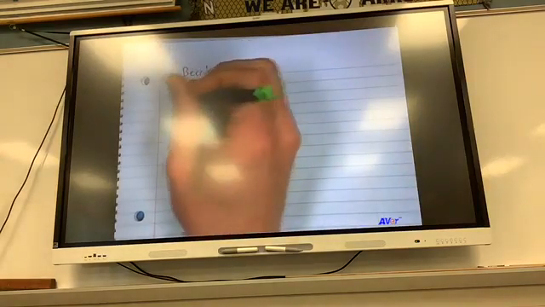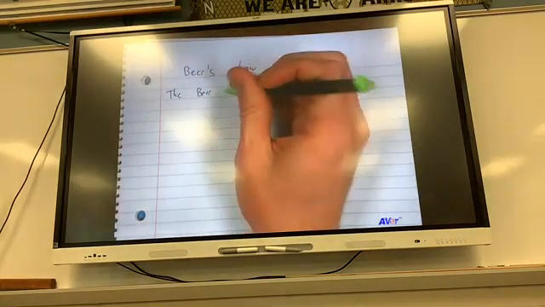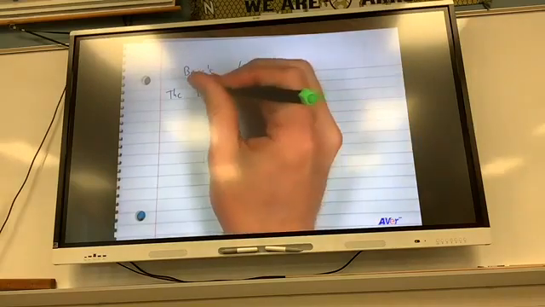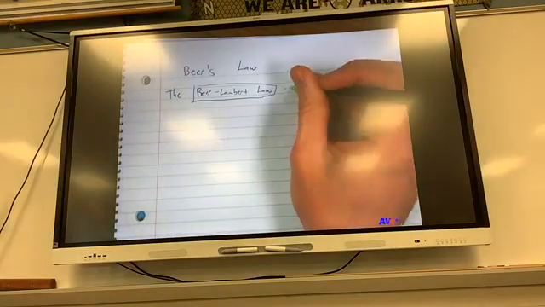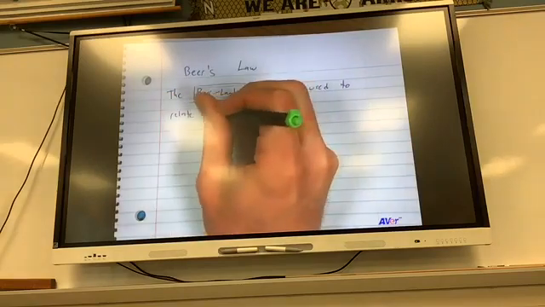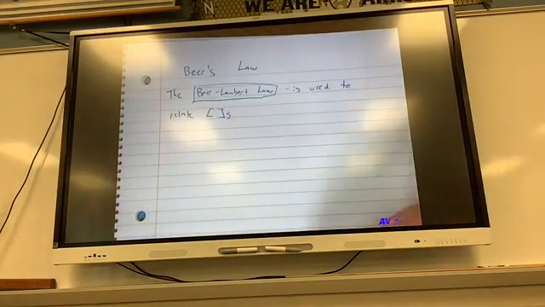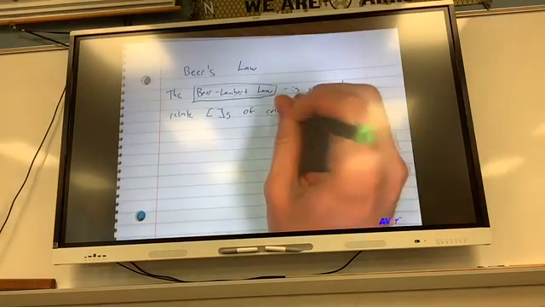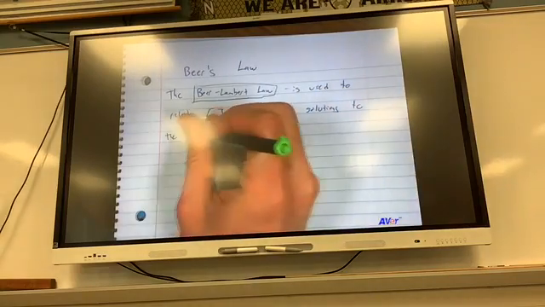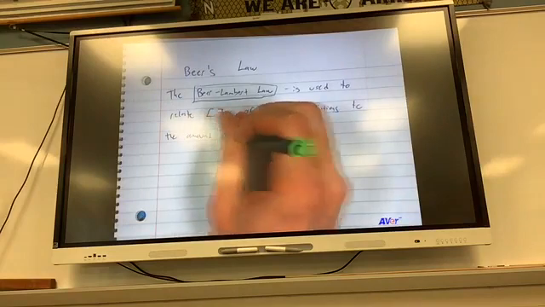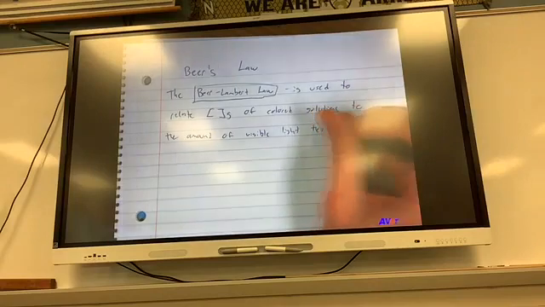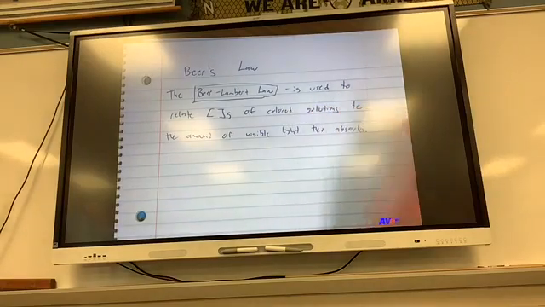All right. So this is called the Beer-Lambert Law. You've heard of this before. The Beer-Lambert Law is used to relate concentrations, and I'll use brackets for concentrations, of colored solutions to the amount of visible light that they absorb.